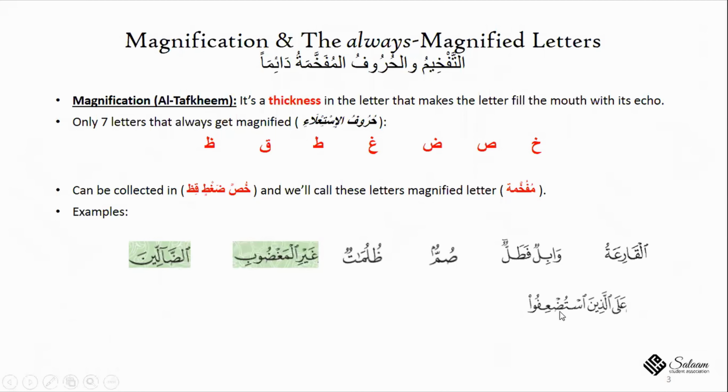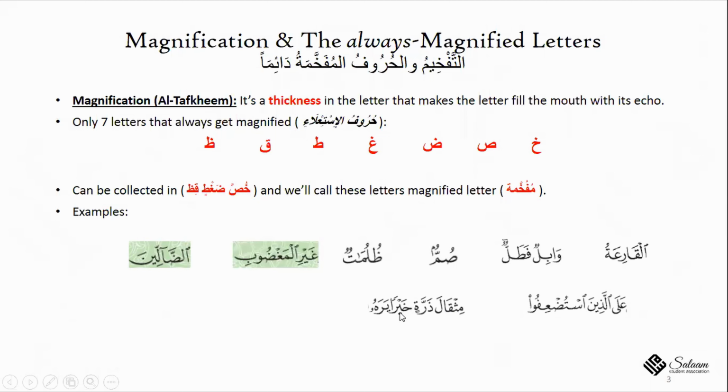الذين استضعفوا. سين مرققة, تاء مرققة, ضاد مفخمة. استضعفوا. The ضاد must be مفخمة. مثقال. مثقا, this is simplified, قا magnified.